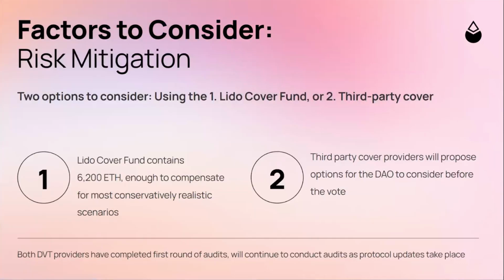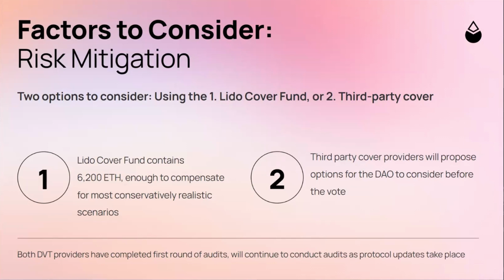Next would be on the risk mitigation side of things to talk about. So we've talked a lot about the pros here of DVT, and I think the pros, from my perspective, definitely outweigh the cons. But it's important to talk about this because it is new technology. And so there's two options that are being considered in the proposal. First is utilizing the Lido cover fund, or the second option would be to use a third-party cover provider.